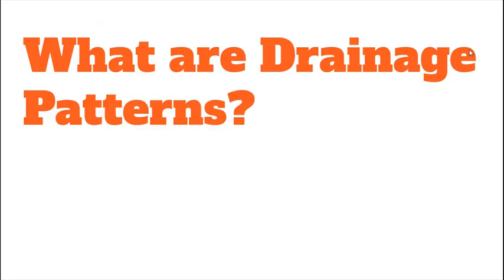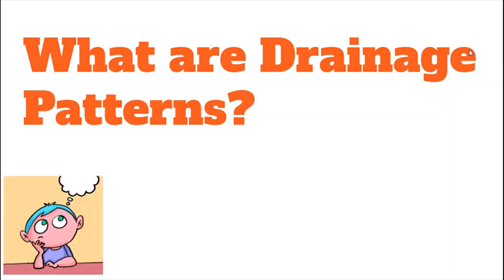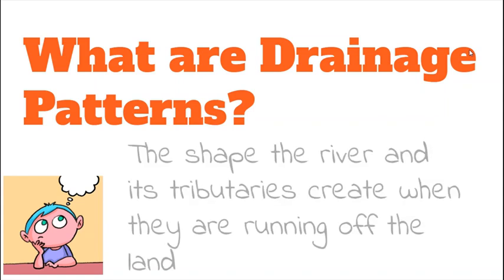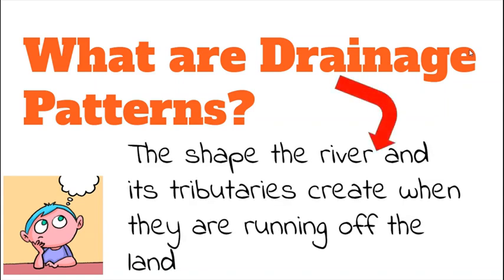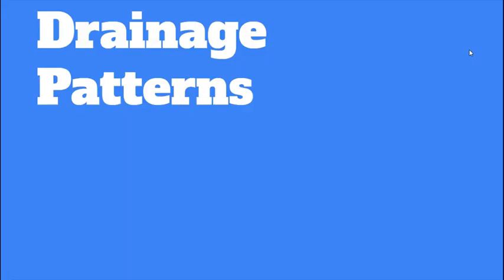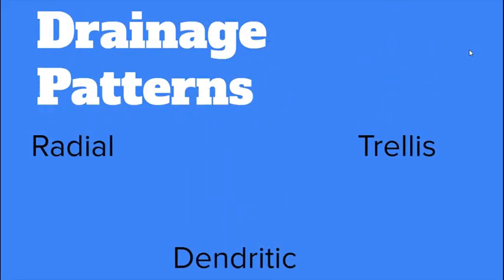So then this brings us here. What are drainage patterns? When we think about it as well, patterns would be a shape. So we are looking at the pattern or the shape that the river and its tributaries create when they are running off the land. The pattern is usually formed as a result of the structure of the rocks that are in that specific drainage basin. Today we will be looking at 3 types of drainage patterns. Those are radial, dendritic, and trellis pattern.